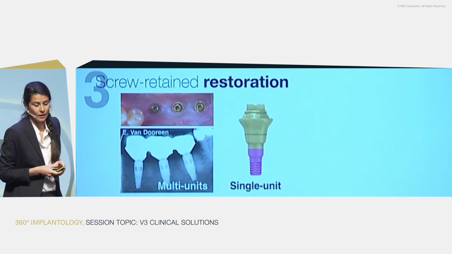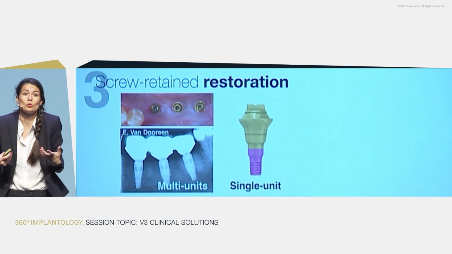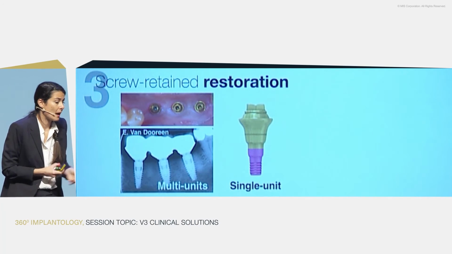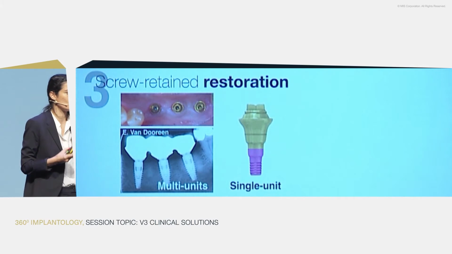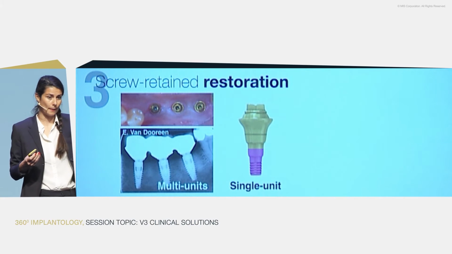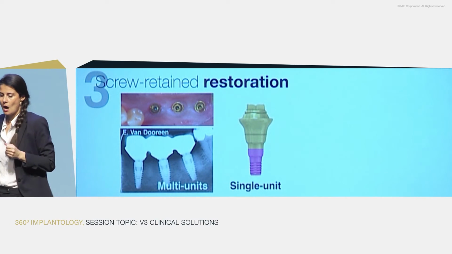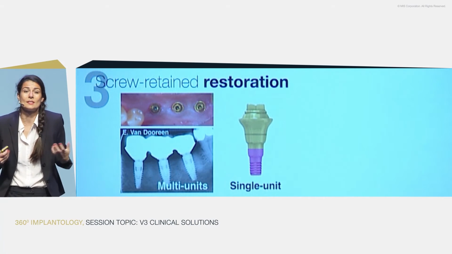Finally, it is true that for the posterior region, I would actually recommend screw-retained restoration, but I would not recommend it at the bone level. I would recommend to use an intermediate component, like a multi-unit, and you see it nicely on the case from Erik van Doren, or for a single tooth, on a single unit.